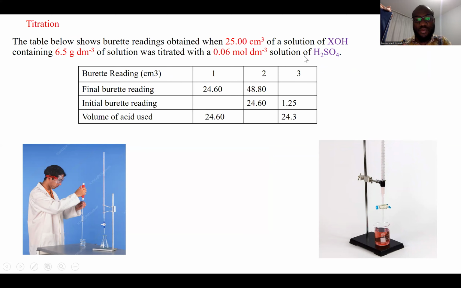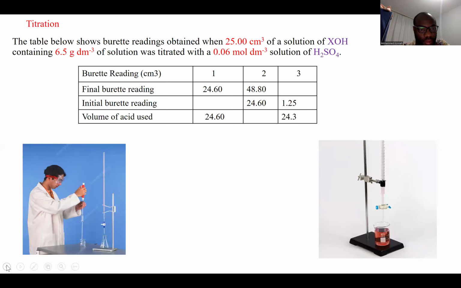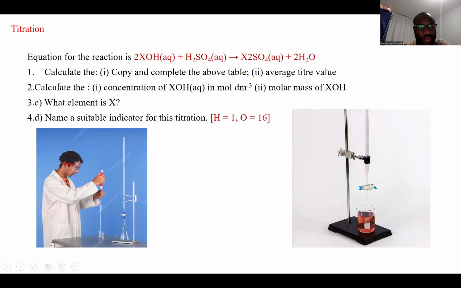125.000 cm3 of a solution of KOH containing 6.5 grams per dm3 was titrated with a 0.06 mole per dm3 solution of sulfuric acid. So we have these values, we know what was given to us, and we're given this chart to fill in the blank spaces. And so we have this question here that we're going to answer.